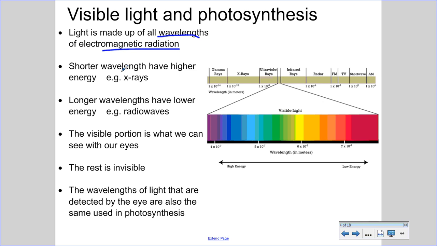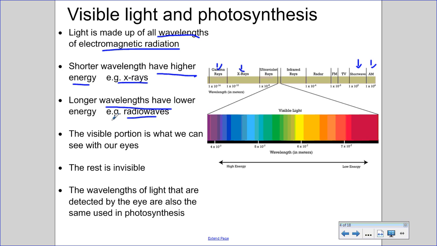Shorter wavelengths of light will have higher energy. So for example, X-rays and gamma rays are pretty short wavelengths, and they have high amounts of energy because of those short wavelengths. And then longer wavelengths will have lower energy, such as radio waves or shortwave radio. So they have longer wavelengths and will have lower amounts of energy.